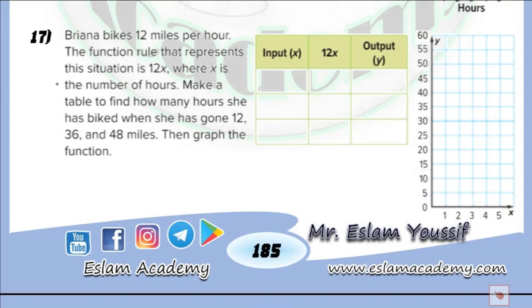In question number 15, she can bike 12 miles per hour. For each 1 hour, she can bike 12 miles. That's represented by the relation 12x. Now we need to find the number of hours needed to cover 12 miles, 36 and 48 miles. As we said, the number of miles depends on the number of hours. So the number of miles now will be the output, which is 12, 36 and 48.